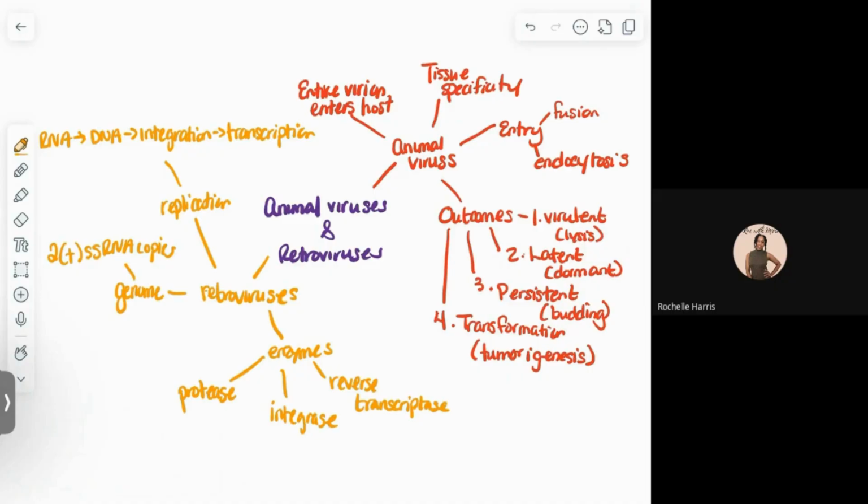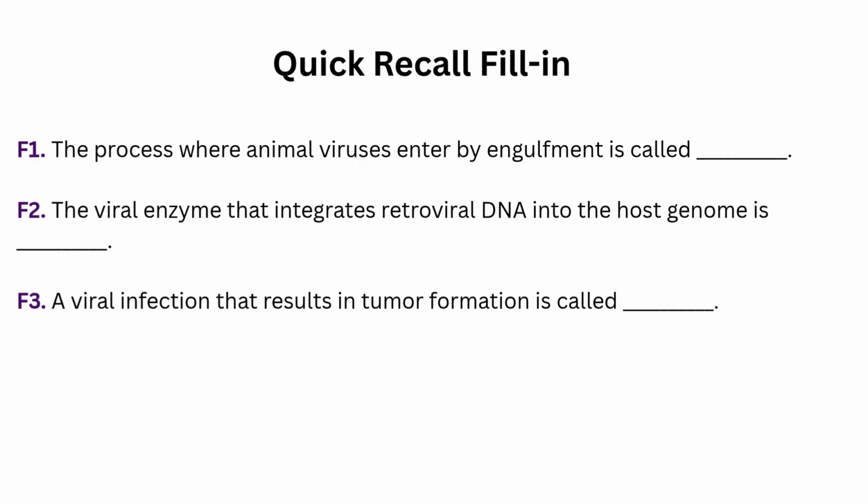Because of this integration step, retroviruses can induce permanent genetic changes, sometimes activating oncogenes or disrupting tumor suppressor genes. Antiviral therapies frequently target viral enzymes such as reverse transcriptase, protease, and integrase, while vaccines aim to elicit immune response against viral glycoproteins. Quick recall fill in.